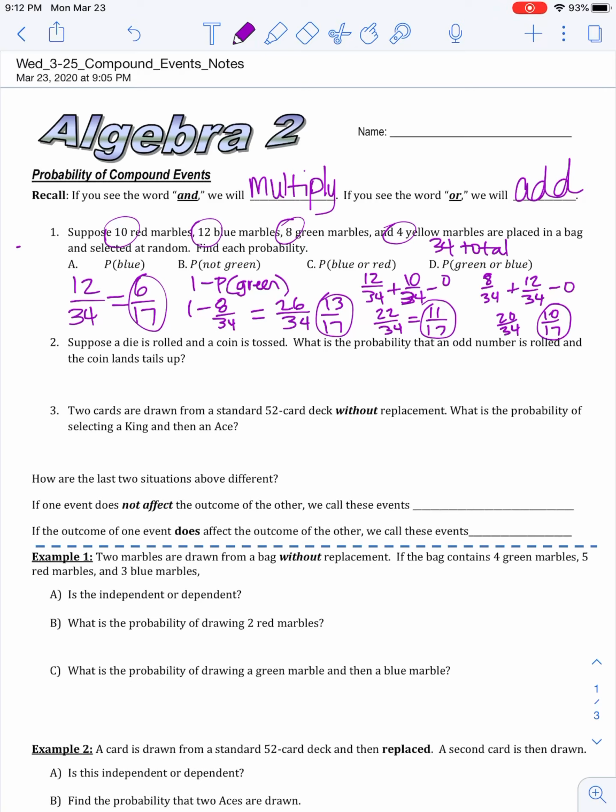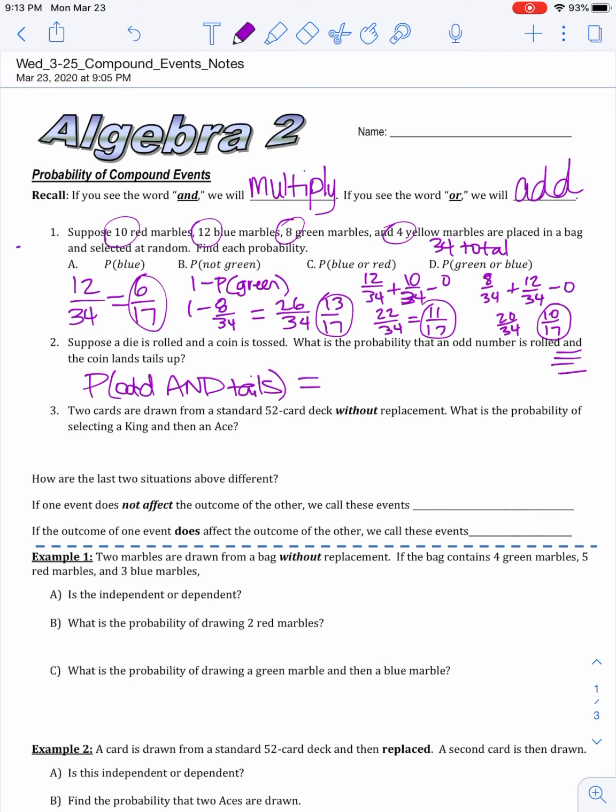So this is just review in number 1 of just finding a basic probability from an experiment, finding a complement in part B, and using the or the addition rule from last week. All right, moving on to number 2. Suppose a die is rolled and a coin is tossed. What is the probability that an odd number is rolled and the coin lands tails up? So we want probability of an odd number on the die and tails on our coin.